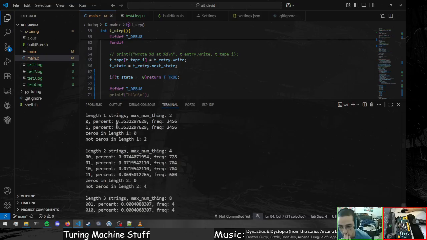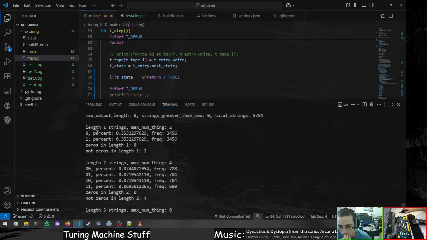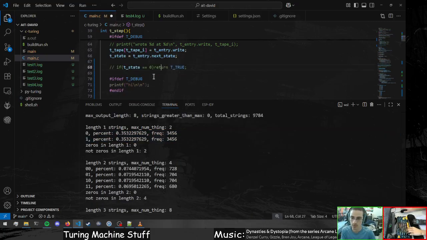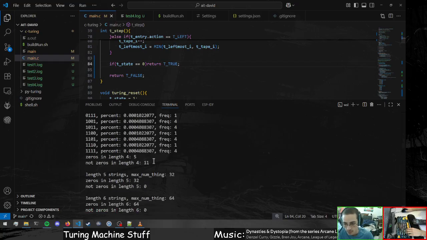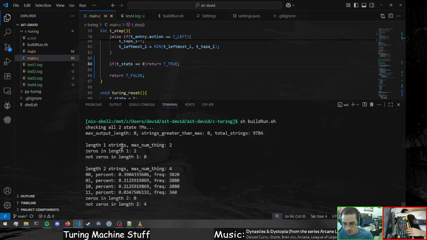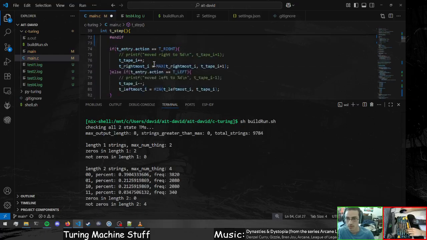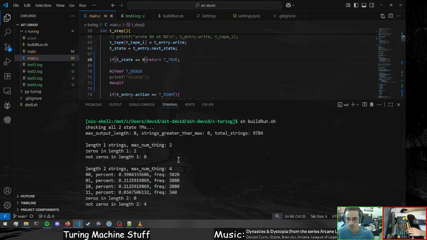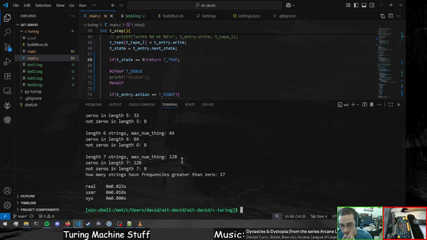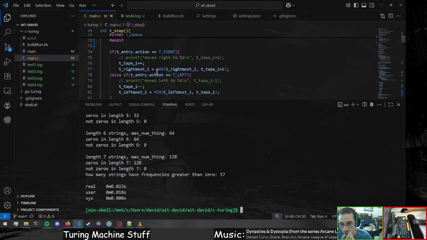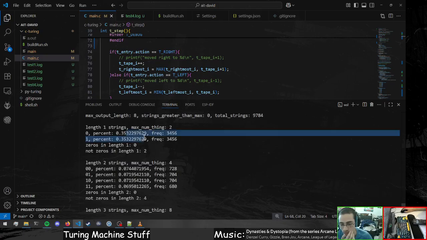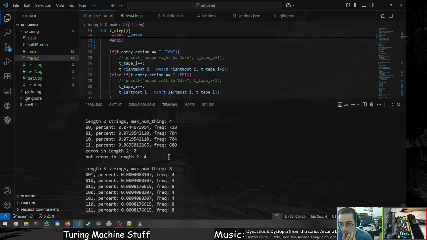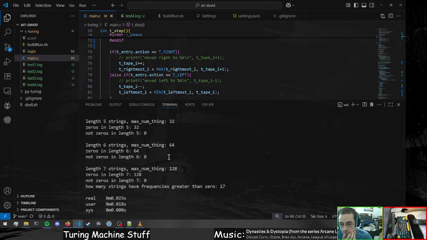So the length 1 strings are a thing. So what if I do this? We halt after we do the tape, and that removes the length 1 strings. So probably we need to halt before we do the output, handle the output, because then we won't have the length 1 strings. Right.